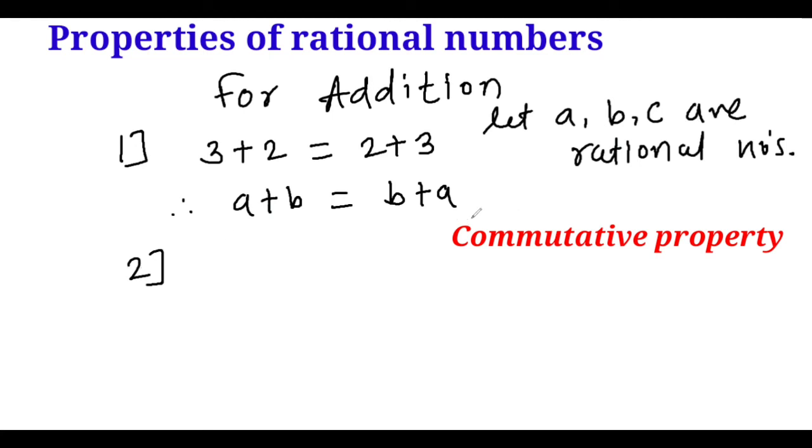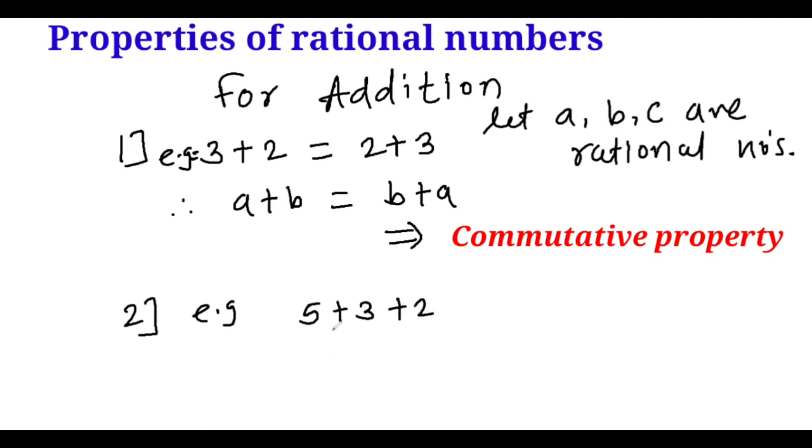I'm taking now three rational numbers, suppose 3, this is the example for. Now I'm taking three rational numbers and I'm going to add them. Okay. So 5 plus 3 plus 2.